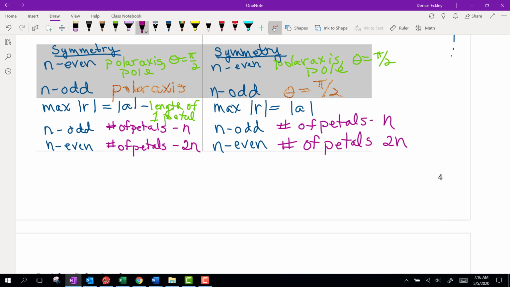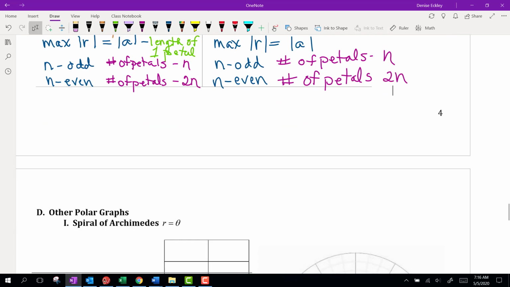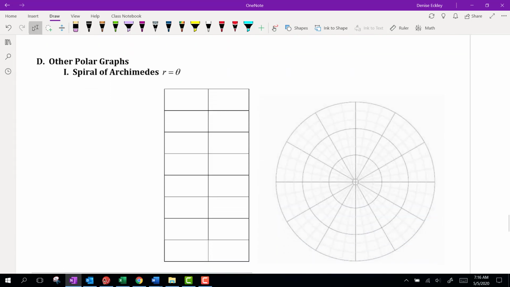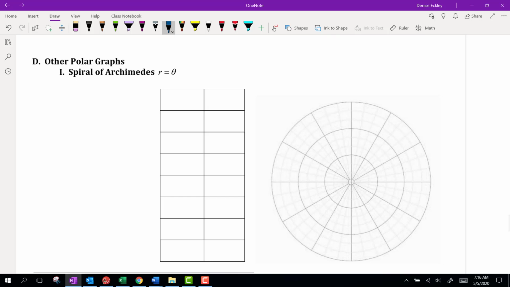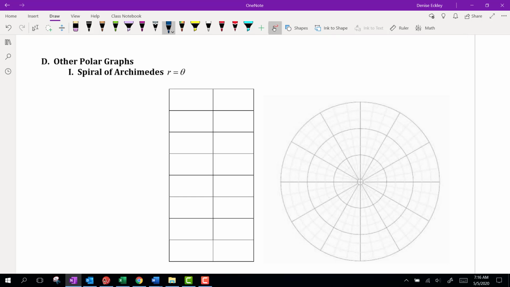Okay, so there's two more curves that come up a lot that we want to look at. I'm going to apologize in advance. This one is very hard to draw freehand. It's called the spiral of Archimedes. And what we're going to find is, and I'm just going to write it here, and you guys can verify it yourself, that our typical symmetry tests will fail.